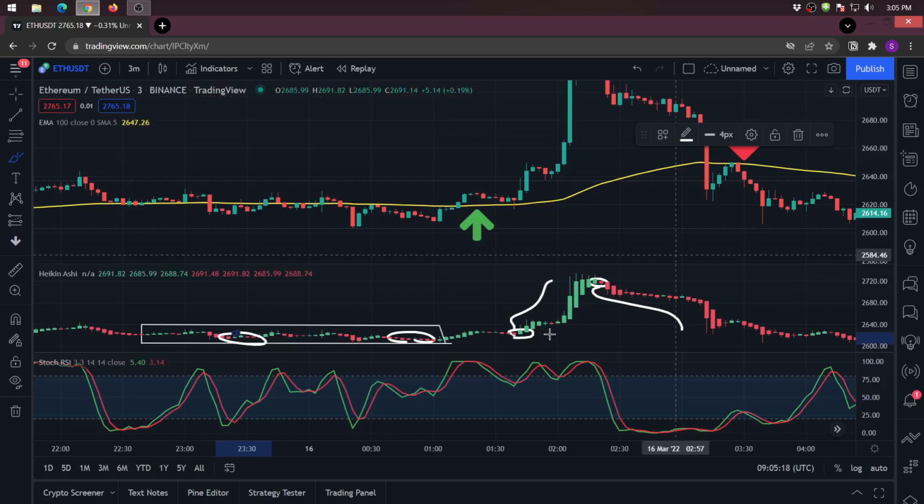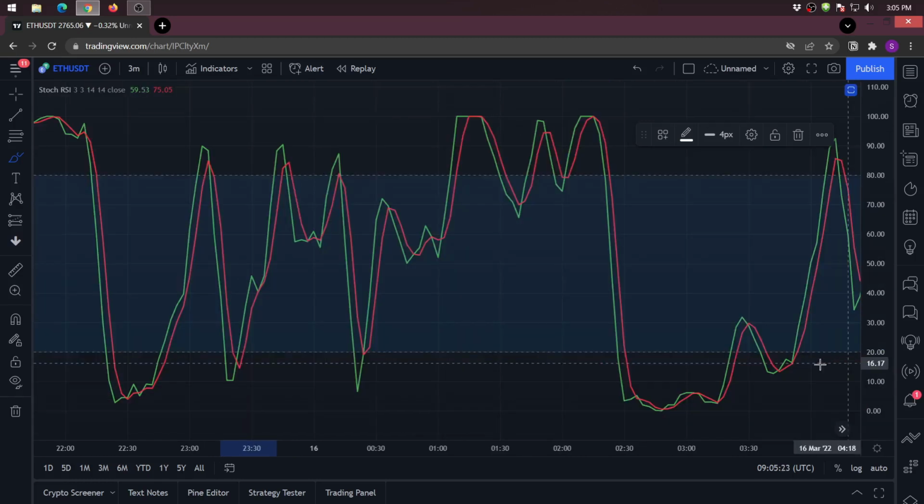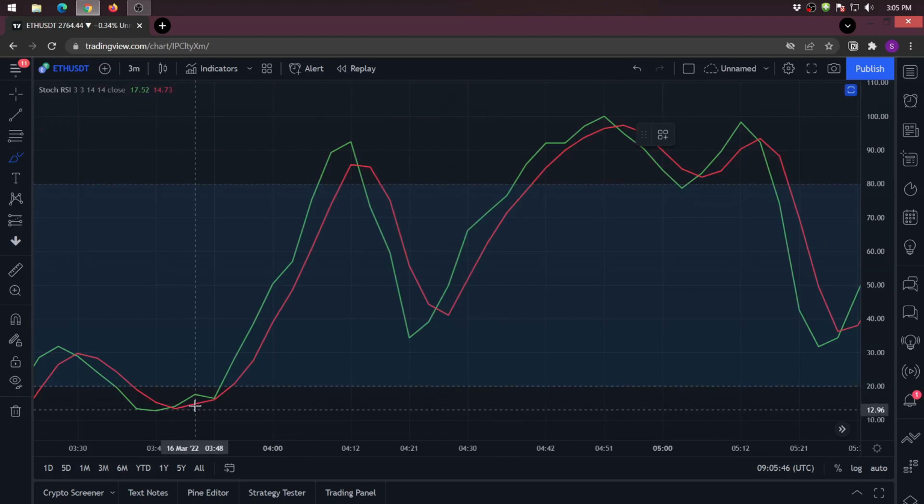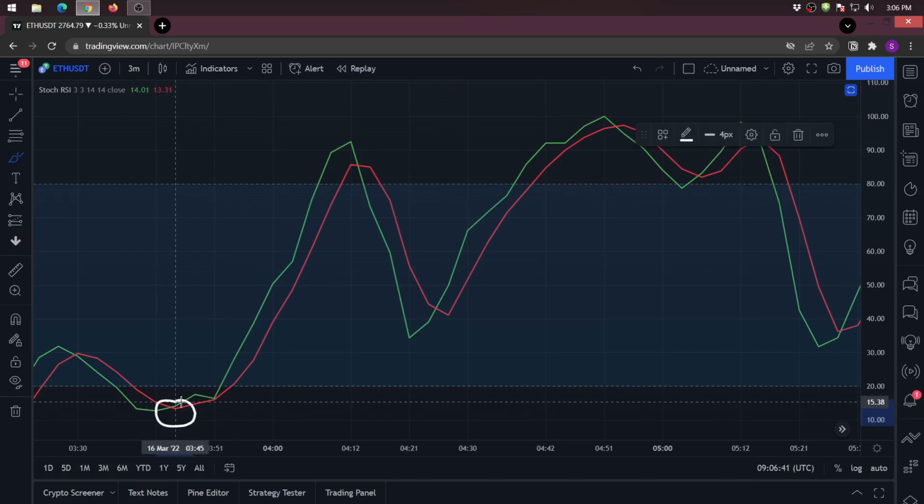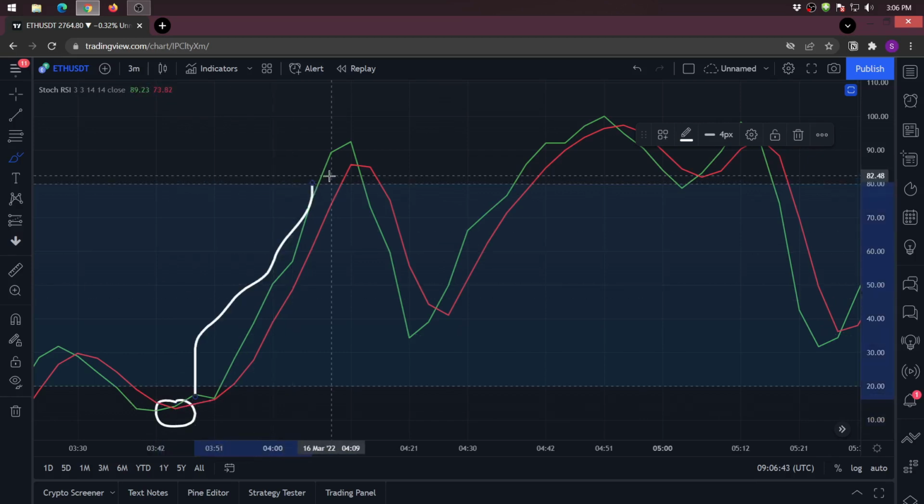Now let's introduce the stochastic confirmation. Stochastic has 2 lines, the K line and the D line. The K line is green and the D line is red. When the green K line crosses the red D line and stays above it, that means a strong uptrend is going to happen. And when the red D line crosses the green K line and stays above the green K line, that means a strong downtrend is going to happen.